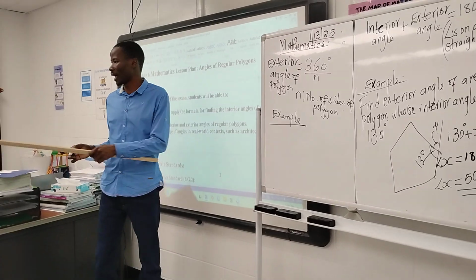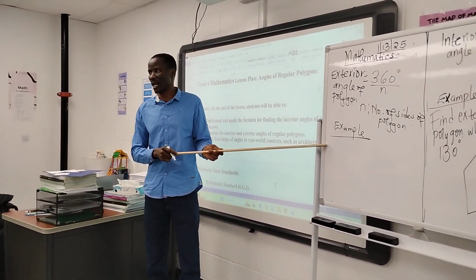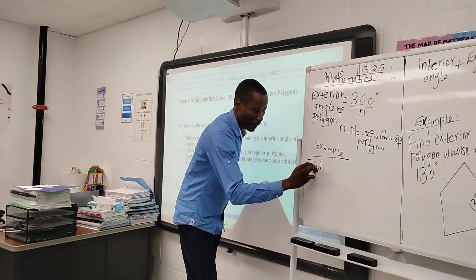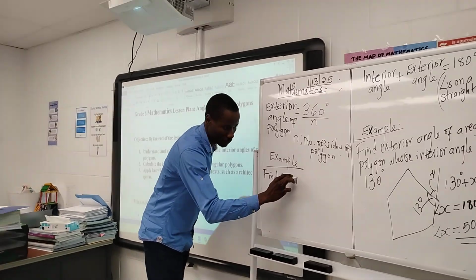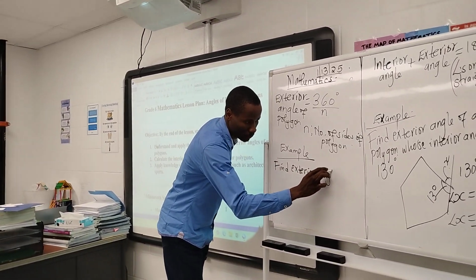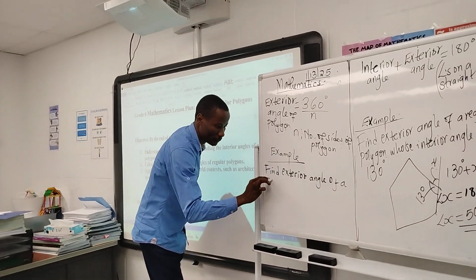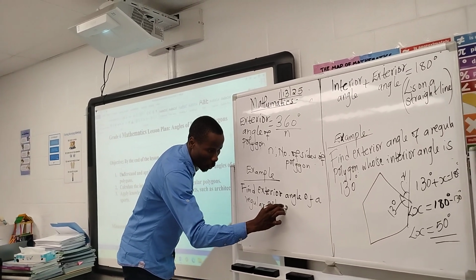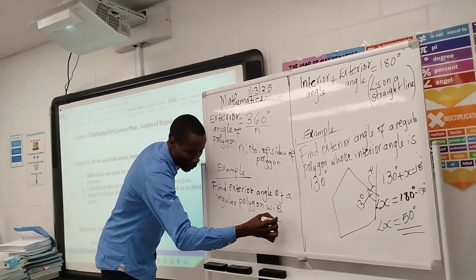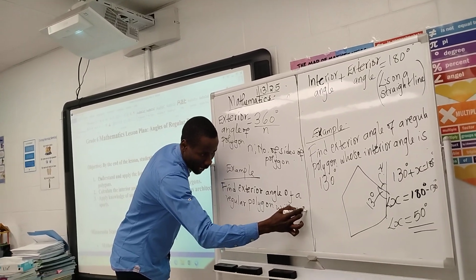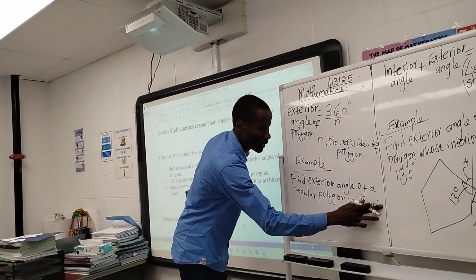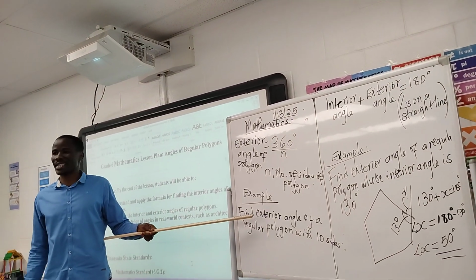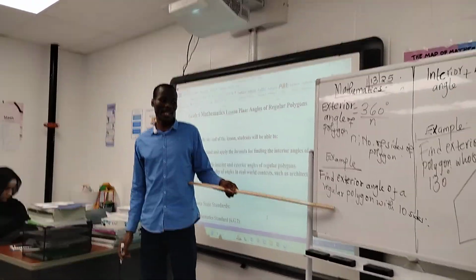Example 2, talking about the same. And if you have a question, you are free to ask at any point. So example 2, let's say, find the exterior angle of a regular polygon with, let's say, 10 sides. With 10 what? With 10 sides. So we are looking for the exterior angle of a regular polygon with 10 sides.